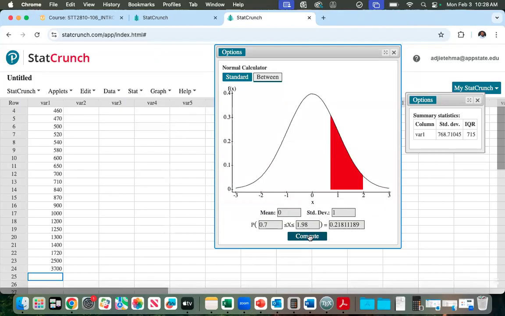Can you see that? We are told standard normal. So for standard normal, the mean is 0 and the standard deviation is 1. Is that okay? Mean is 0, standard deviation is 1. And I want the percent between 0.7 and 1.98. You see, 0.7, 1.98. And that gives me 21.81%. And that answer is A. Is that okay? Any questions on that? Okay, let's proceed.